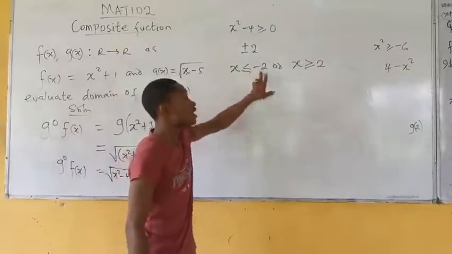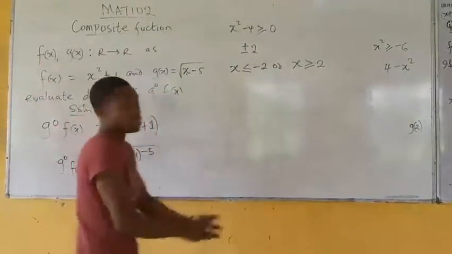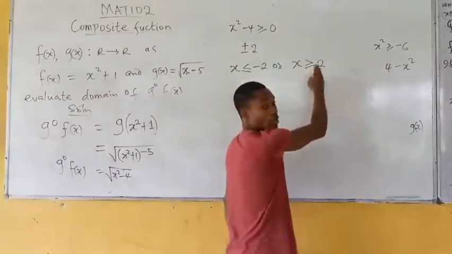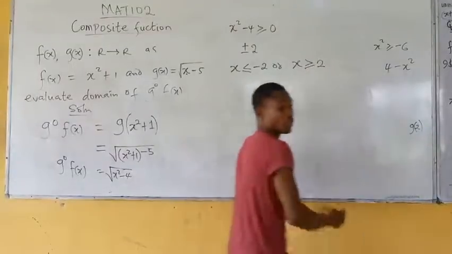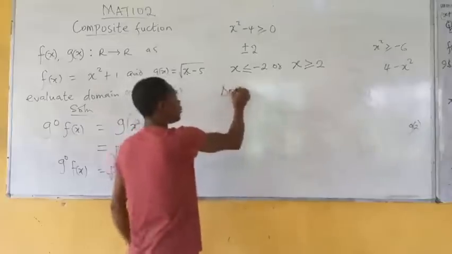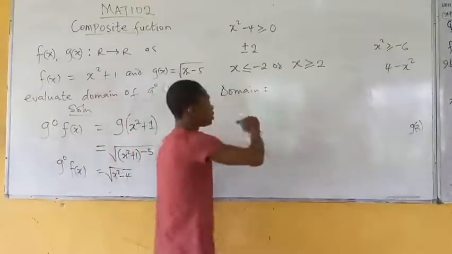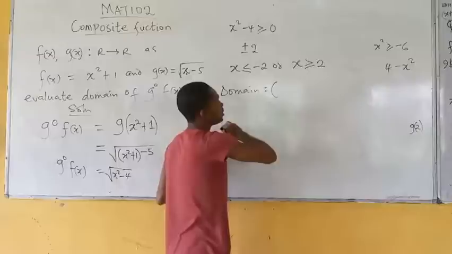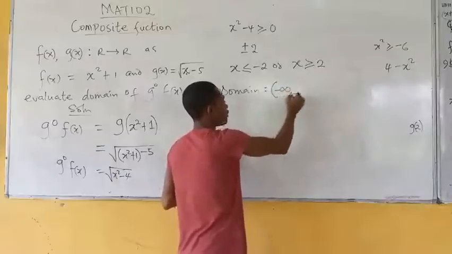The values here are from negative 2 down to negative what? Infinity. The values here are from what? Positive 2 down to positive infinity. Now you can quote the domain from here. We're going to quote it using special brackets. If we start from negative infinity and terminate here.